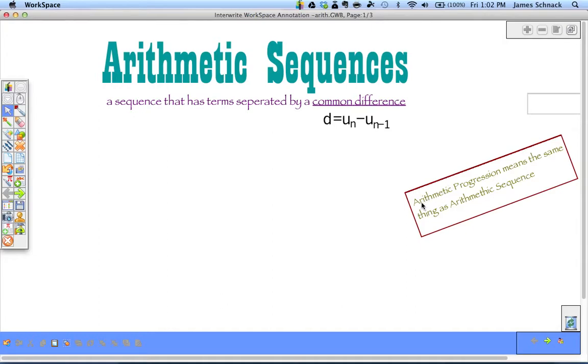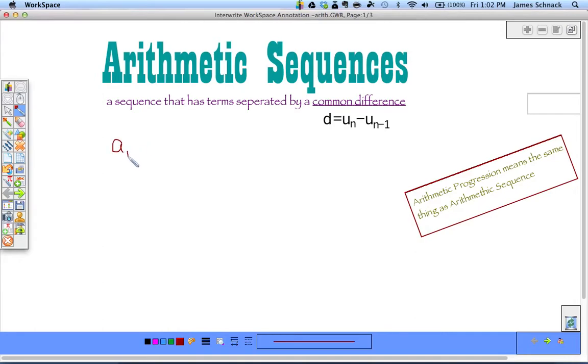Now, quick side note, arithmetic progression, you might see that written in the textbook, written on an exam, written throughout your life, tattooed on your arm, something of that nature. But the arithmetic progression means the same thing as arithmetic sequence. Progression means list of terms. So let's come up with the rule for this.